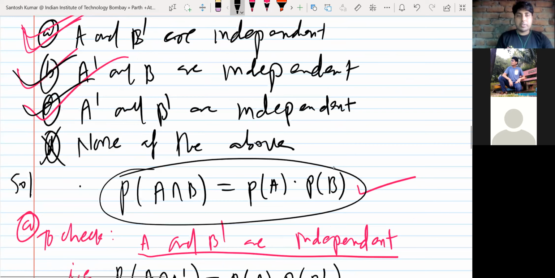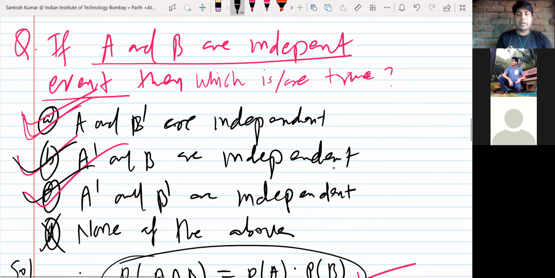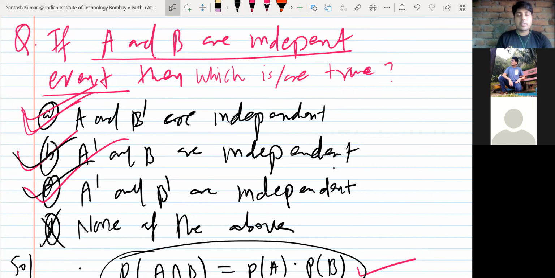So you can remember this later on. If A and B are independent, then A dash intersection B, or A and B dash, or A dash and B dash are also independent. Okay.